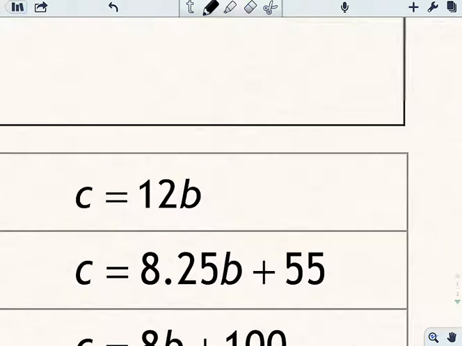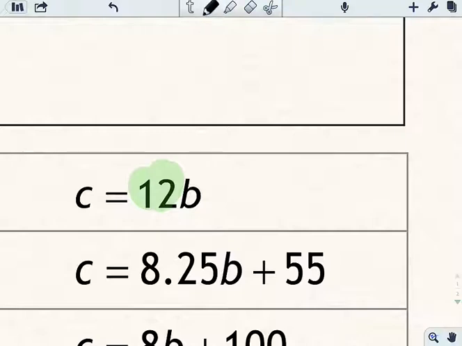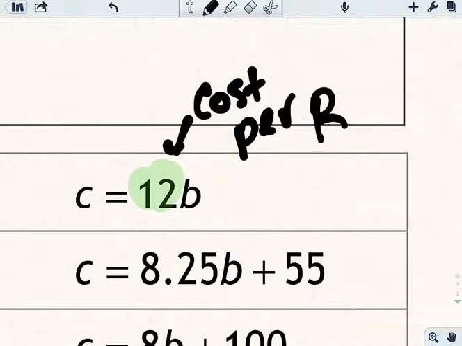So let's do a little interpretation. If I bought, let's say, 10 bags, and I'm multiplying that by 12, 10 bags times 12, that's 120 probably dollars, since we're talking cost, which means that this 12, this guy right here, green, has to be the cost per bag. Because if I take the cost per bag and multiply it by B, number of bags, that's going to give me my cost. I don't have any other way to generate the cost, so that means 12 has to be the cost per bag.